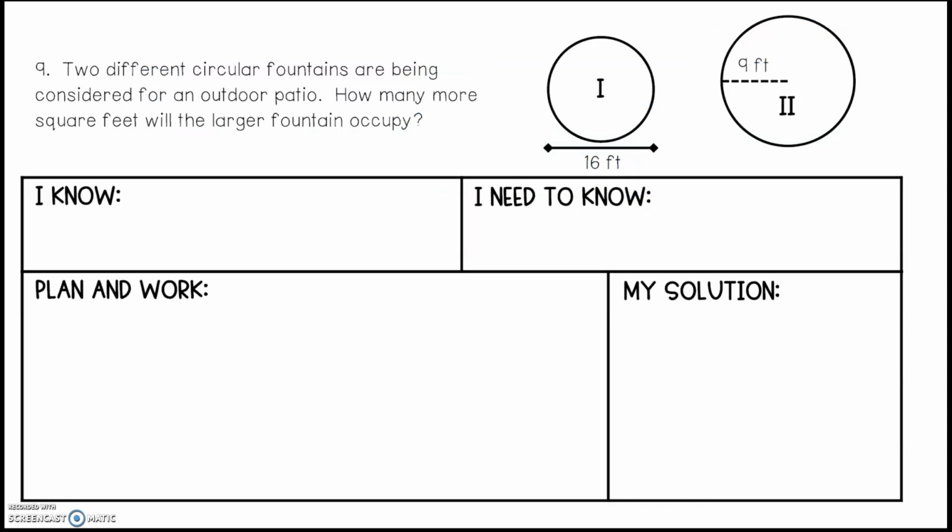So we have 2 different circular fountains being considered for an outdoor patio. How many more? This suggests that I need to do some subtraction. We're talking about square feet, so we're going to do subtraction of the 2 areas. Okay, so how many more square feet will the larger fountain occupy? So we need to find out which one's bigger, 1 or 2, and then we need to find out how many feet bigger it is.